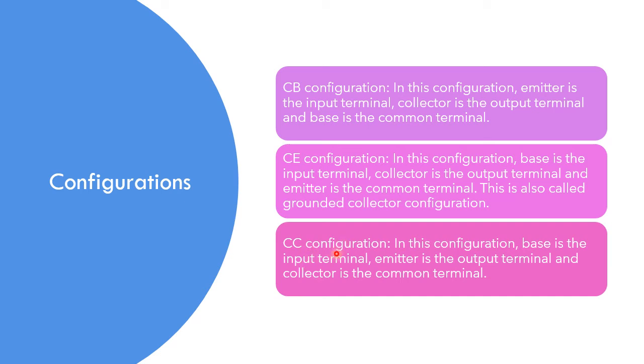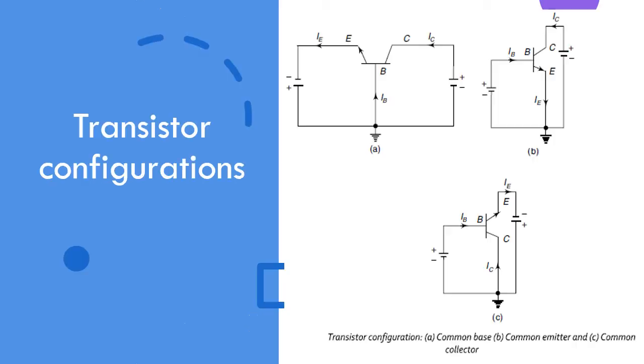And now the next one is the common collector configuration, CC. Here the collector is common, so we can't make the collector the output terminal. The emitter is the output terminal and the base is the input terminal. And now we see the circuits of these configurations.